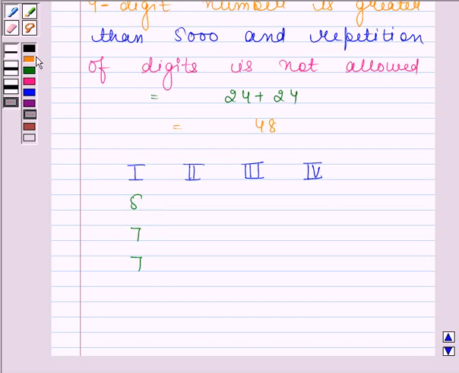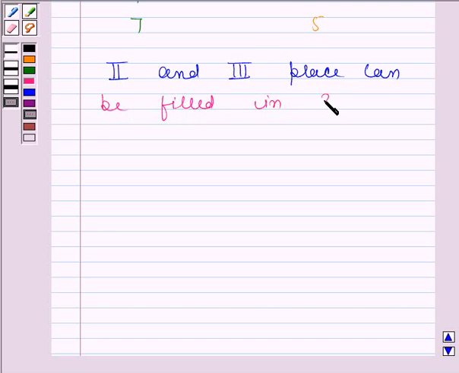Now for a number to be divisible by 5, we should have either 0 or 5 at the fourth place. We have 5 digits with the help of which we have to form 4-digit number greater than 5,000. So we can say that second and third place can be filled in three into two ways. That is 6 ways.